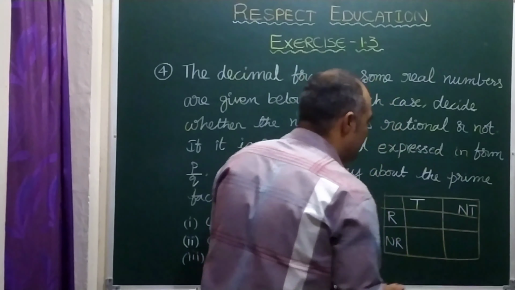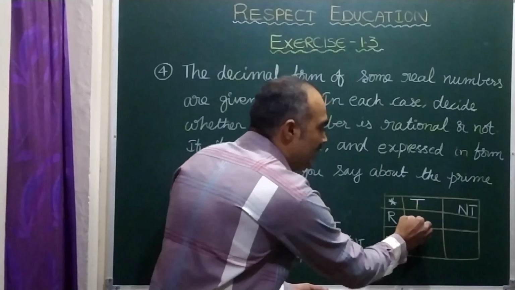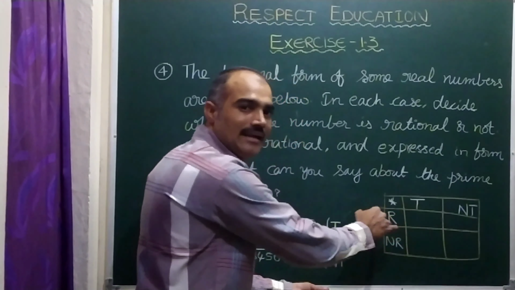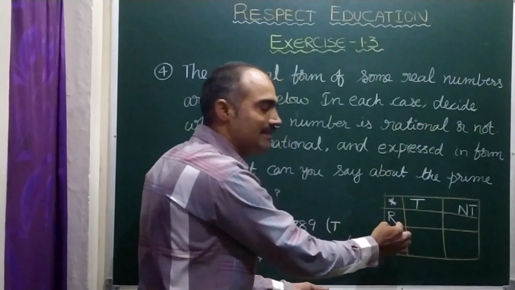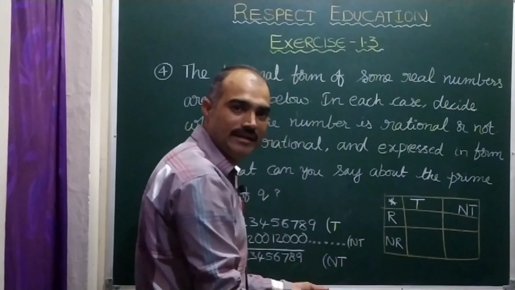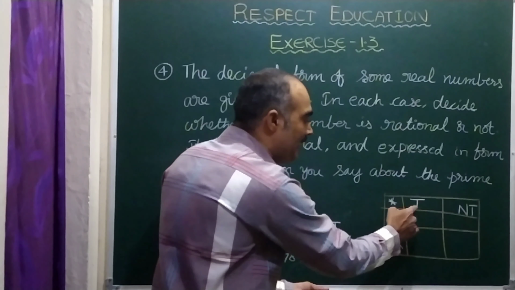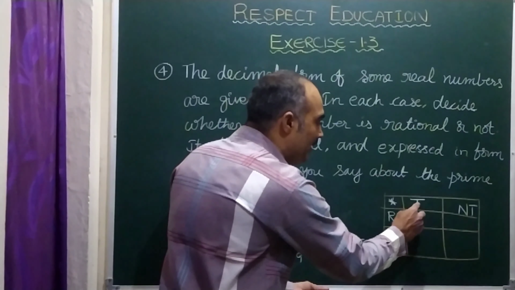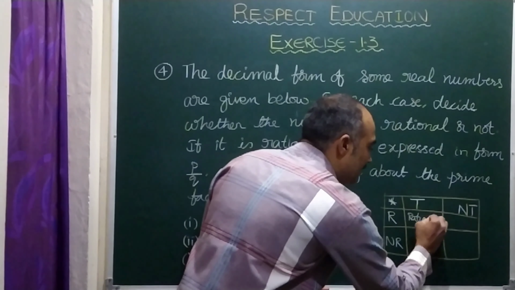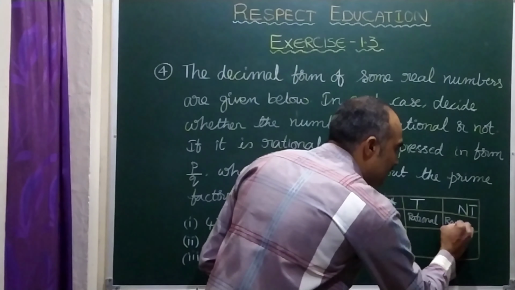See here, if any decimal expansion is terminating and recurring, as I do not have more space, I am writing just the starting letters. T for terminating and NT for non-terminating, R for recurring, NR for non-recurring. It is terminating and recurring, which means that is rational. Non-terminating recurring, that is also rational.